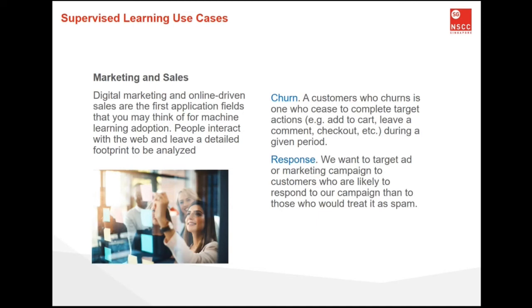Second is response. We want to do targeted advertisement or marketing campaigns for customers who are likely to respond to our campaign, rather than those who would treat it as spam. So we can use supervised learning to predict customer response so that we can have better targeting rates.